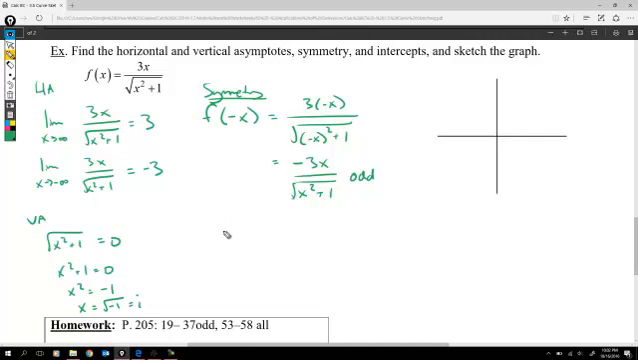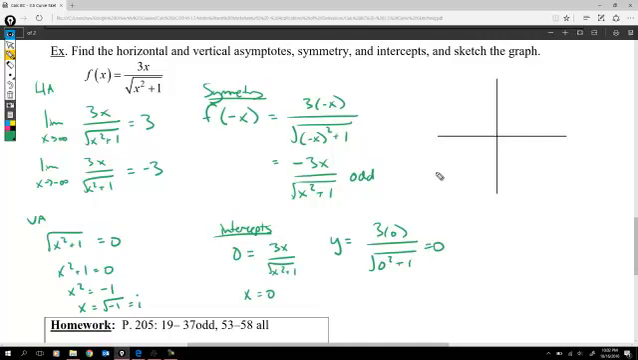Right, last things, intercepts. First of all, I want to know where I'm going to be 0. So let's solve for my x-intercept first. I set 0 equal to 3x over the square root of x squared plus 1. I end up getting x is 0. Now I want to know where my y-intercept is. So y equals 3 times 0 over the square root of 0 squared plus 1, and I end up getting 0. So I know that I cross through the origin.